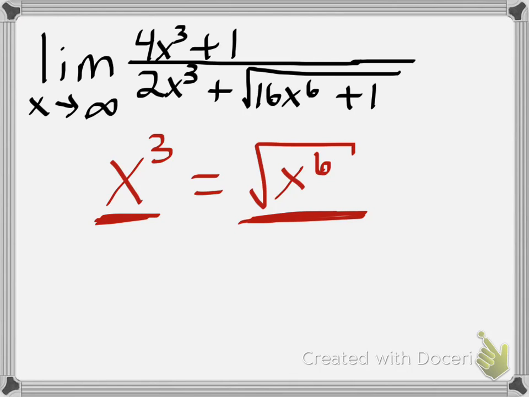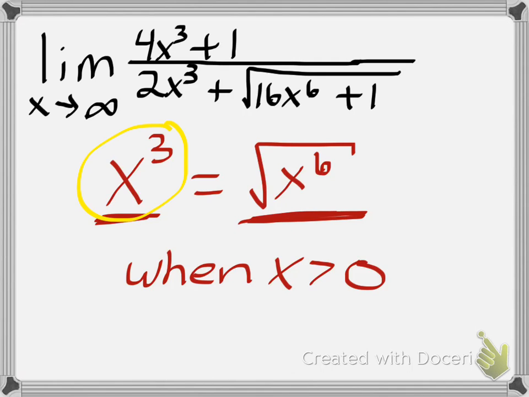And notice that this is true when x is positive. The reason why you really want to notice that is because when x is positive, x cubed is still a positive number, and then x to the 6th is still a positive number. So that's why that equal sign holds true, which is nice. So that's something to keep in mind. So that's what we're going to do.